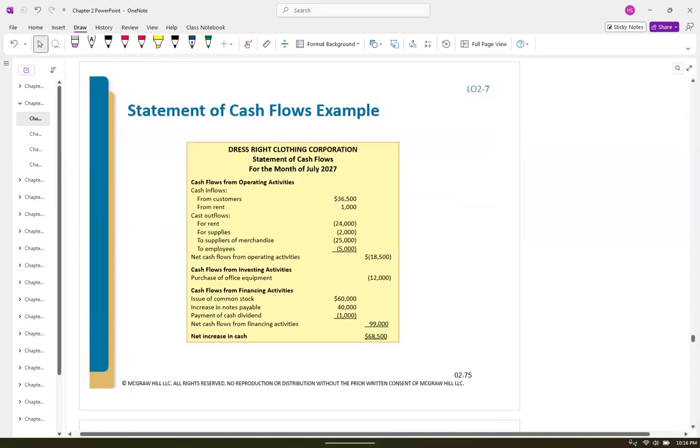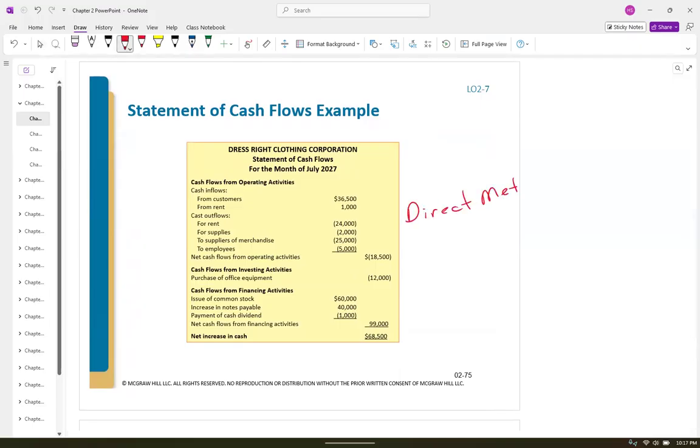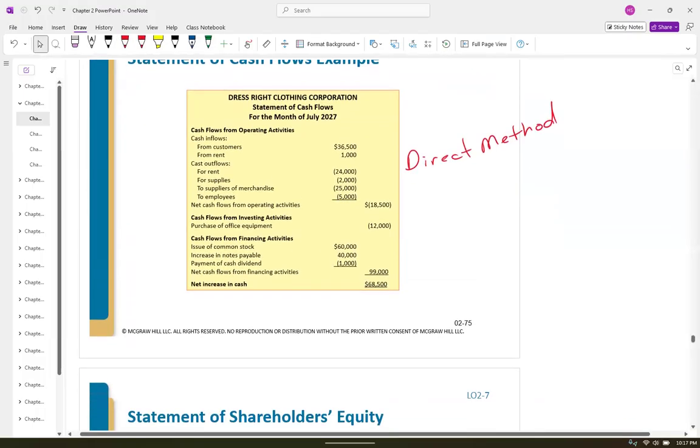Okay, so they got an example here for us. This looks like the direct method, which is not used, but it is still tested on the CPA exam. So I'm sorry about that. We will learn both of those in a chapter coming up.